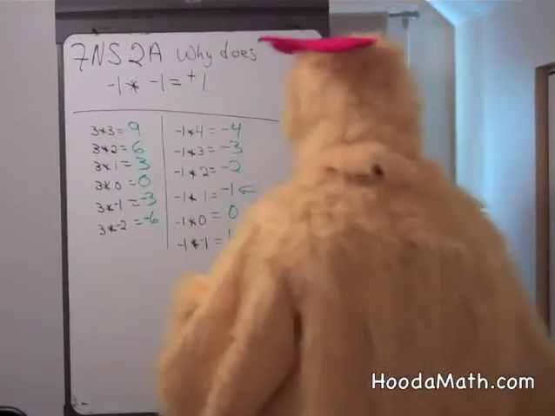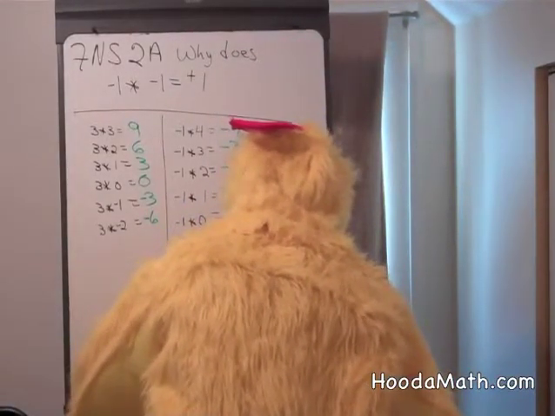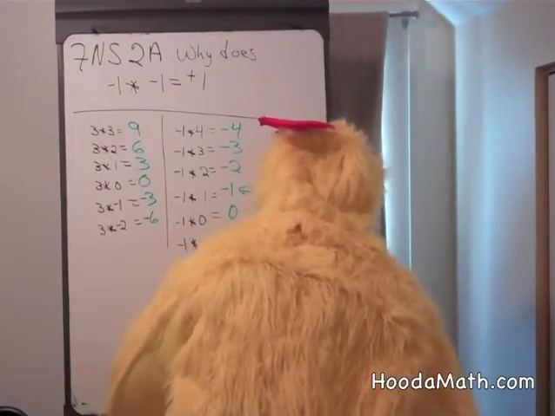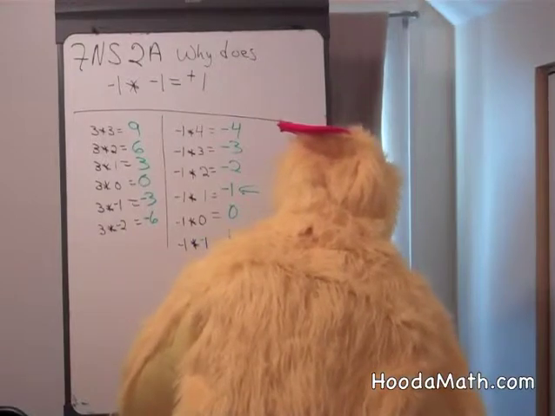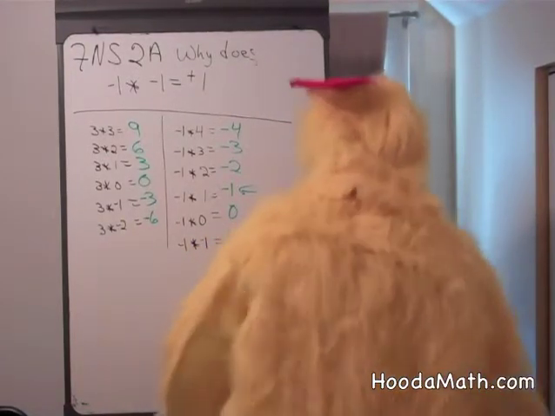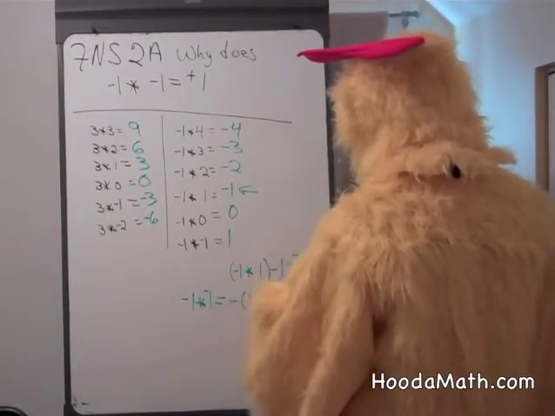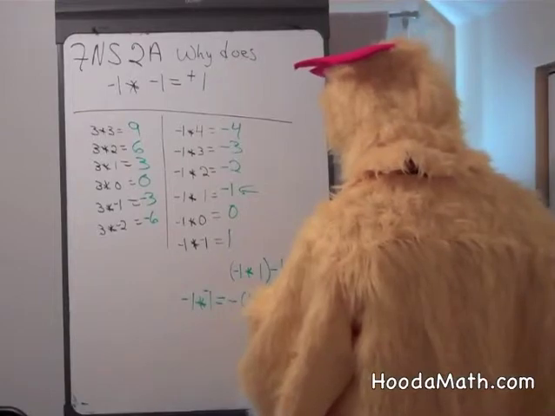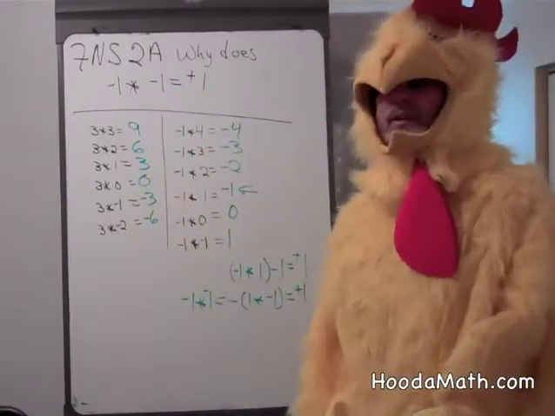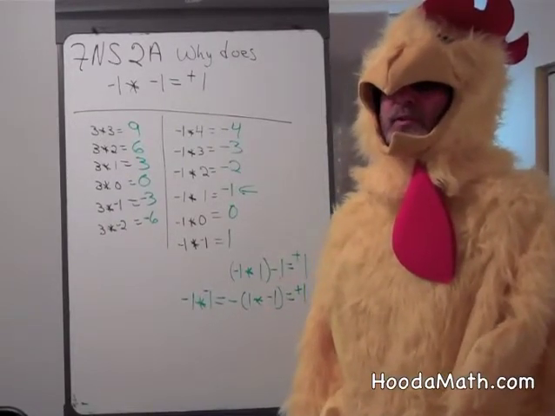We can rewrite it a different way. -1 times 1 equals, or -1, equals the opposite of 1 times -1. 1 times any number is that number, or -1. The opposite of -1 is also +1. That is why -1 times -1 equals +1. I hope this cleared something up for you.